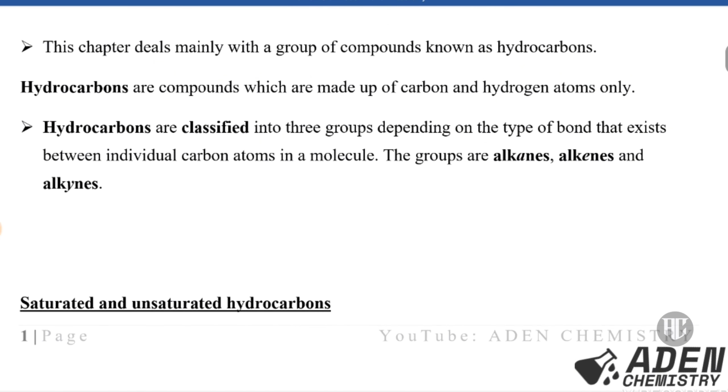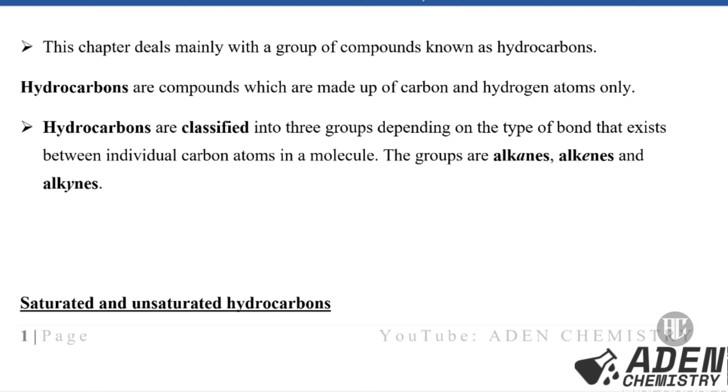This chapter mainly deals with a group of compounds called hydrocarbons. So let's know the definition of hydrocarbons. What are hydrocarbons? Hydrocarbons are compounds which are made up of carbon and hydrogen atoms only. Even from the look of the word hydrocarbons, it has hydro, which is from hydrogen, and also carbon.